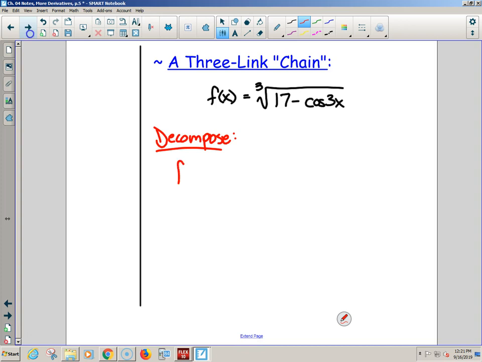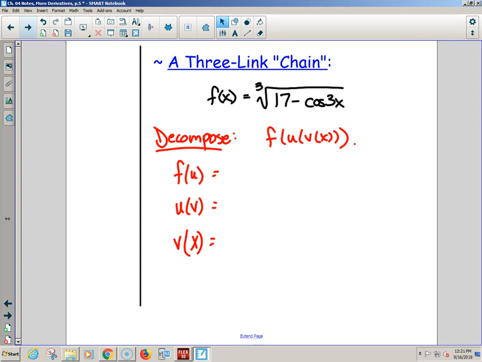I'm curious if you can write this in terms of f of u and u of v and v of x. Make sure there wasn't a w, but there's not. I want you to decompose it. So this function, I want you to think of it as an f of u of v of x. No derivatives. Not yet.